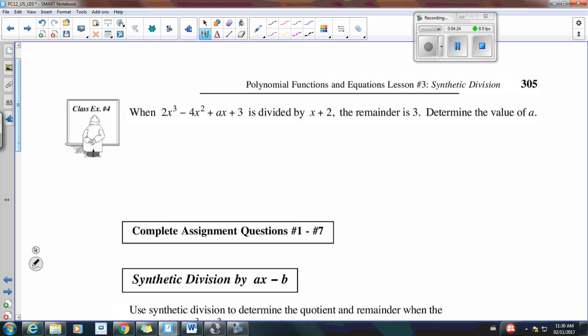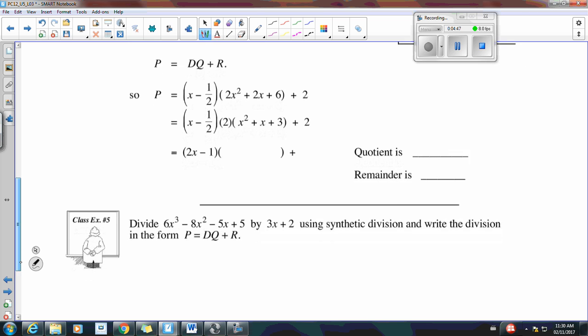Okay, so we're going to do a division here. Again, questions worded slightly differently. So 2x cubed minus 4x squared plus 8x plus 3 is divided by x plus 2. The remainder is 3. Determine the value of a. We're going to leave this question because this is much easier to do with the remainder theorem. So I'll show you how to do it with that in the next lesson.